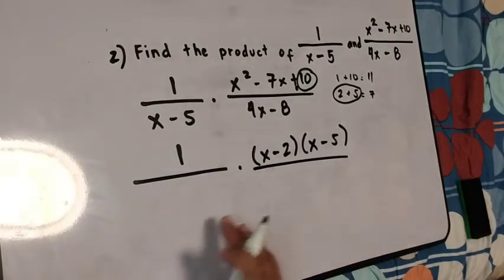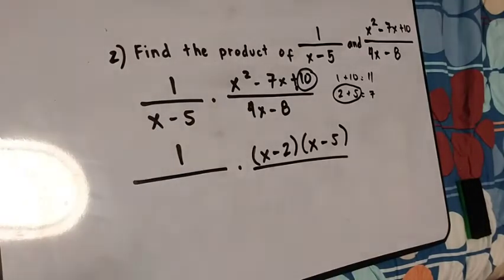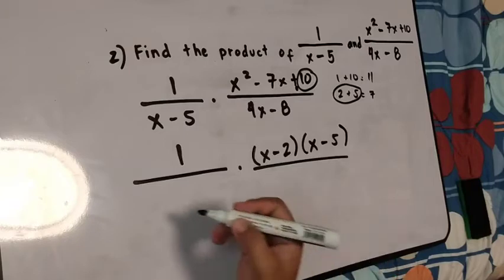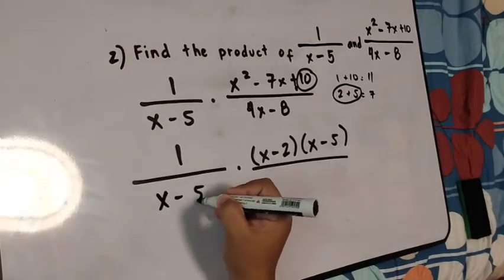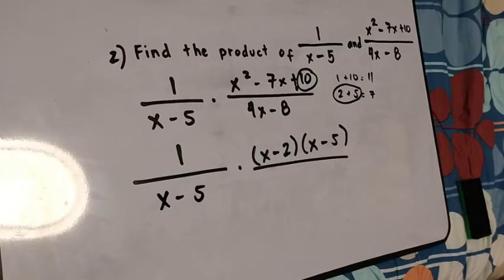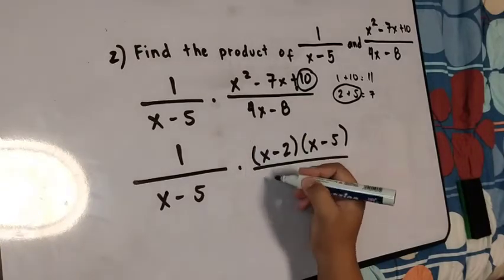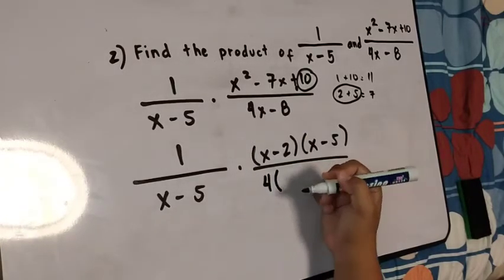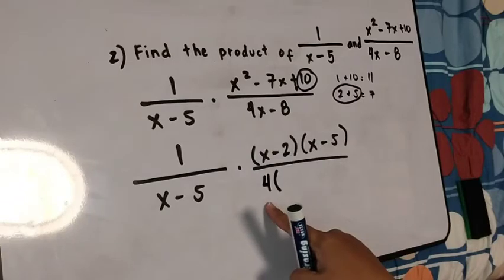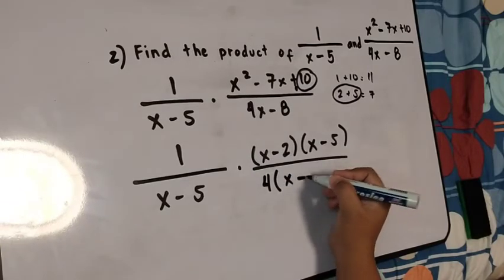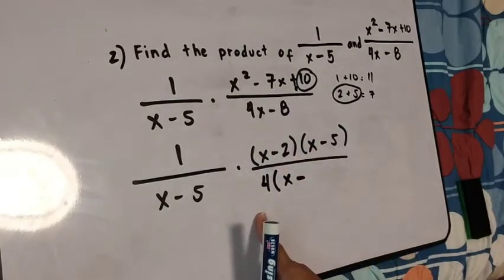Now, denominators. First, we have x minus 5. Mapa-factor out pa ba? Okay, hindi na. So, copy. How about this one? 4x minus 8. Can we still factor this one? Yes, kasi si 4 at si 8 may common factor which is 4. GCF. So, factor out 4. Divide now. 4x divided by 4 is x. Minus 8 divided by 4, that is 2.